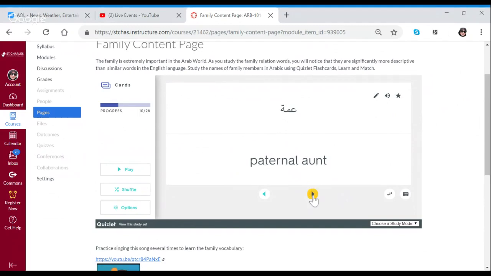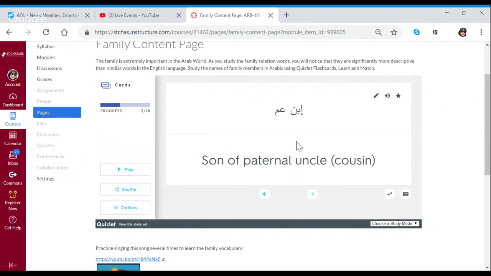Okay, this is where it gets a little complicated. All of the next several ones will be cousins. In English, we just say cousin, but I want you to pay attention to how specific each of these is.